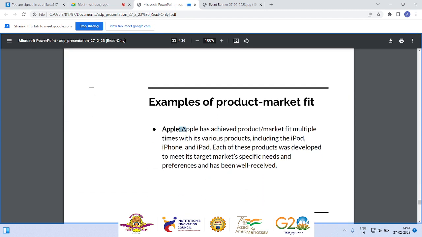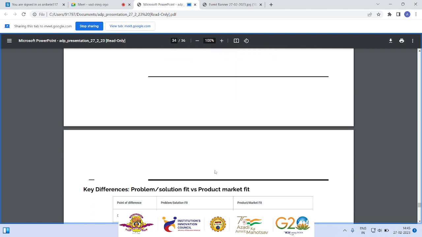Another example is Apple. Apple has achieved it because you have the Apple iPods, you have the iPhones, you have the iPad, which are products developed for the specific needs of the target market, because the market of Apple on its own is definitely different. So it's a product market fit category product, that is Apple.